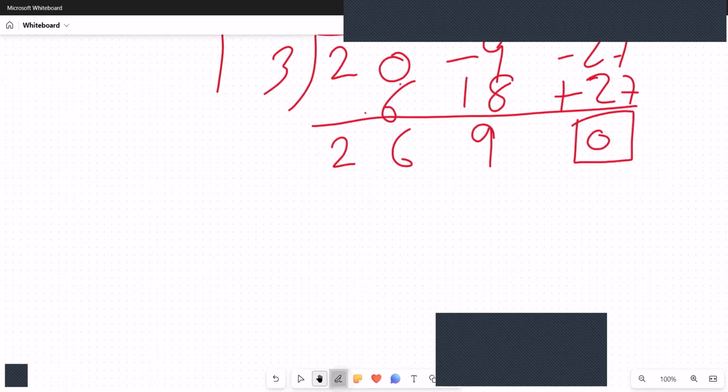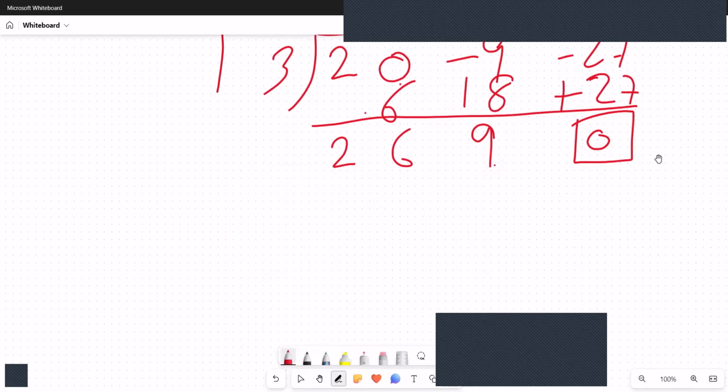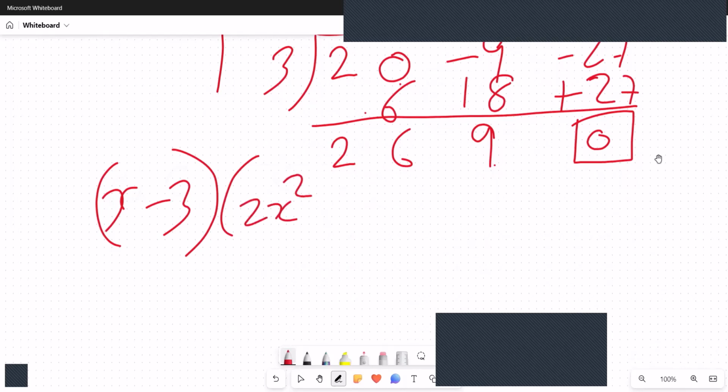So I already know that the quotient is a quadratic function. So this is a constant term right here. This is a linear term. This is quadratic. So x minus 3 is a factor. Then I want to find the factors of 2x squared plus 6x plus 9 because the remainder is 0 here. So I'm looking for the factors of this.